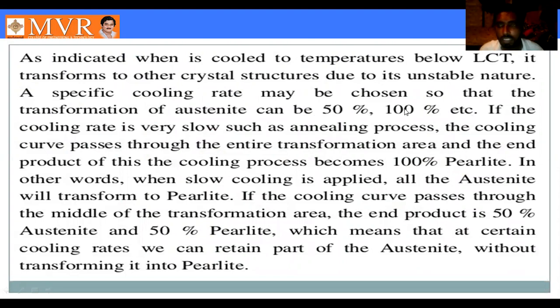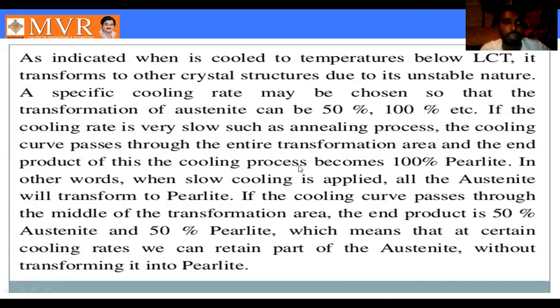So 100% austenite we can see, 50% austenite also we can see. If the cooling rate is very slow, such as the annealing process, so if the cooling rate is very slow in the TTT diagram, that is nothing but the annealing process. So the cooling curve passes through the entire transformation area and the end product of the cooling process becomes 100% pearlite.